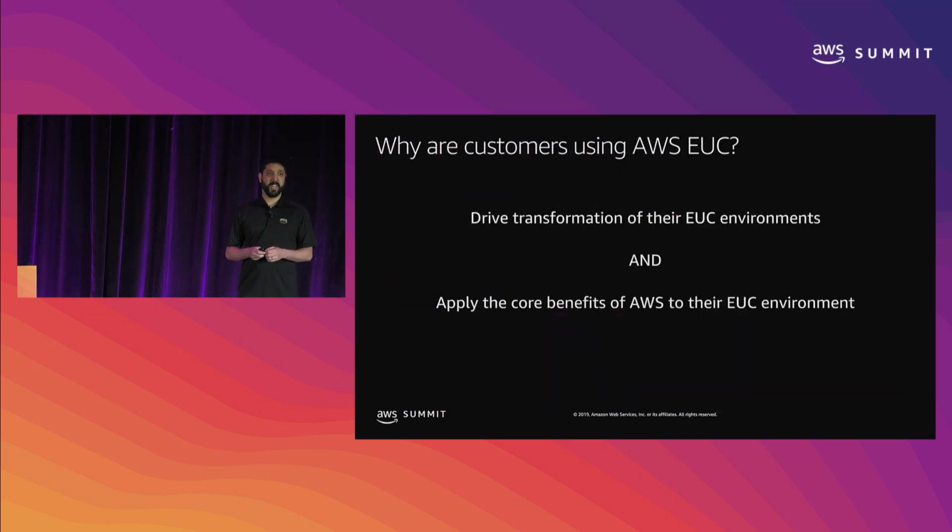Why are customers looking at AWS EUC? So customers come to us to drive the transformation of their EUC environments. Customers are looking to get out of the legacy management and the day-to-day of all of the hardware, all of the software, everything that has to do with just getting a desktop to their end users. And they're looking to apply those core benefits that AWS delivers across all of our other platforms. So things like EBS and our S3 and our EC2 to their EUC.